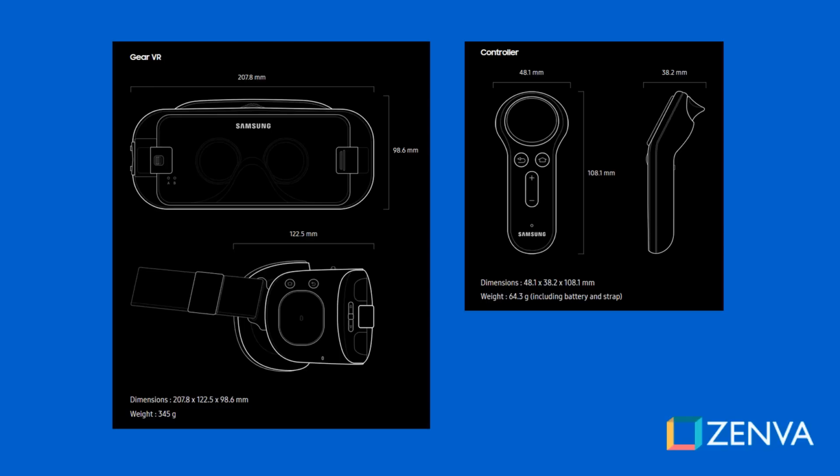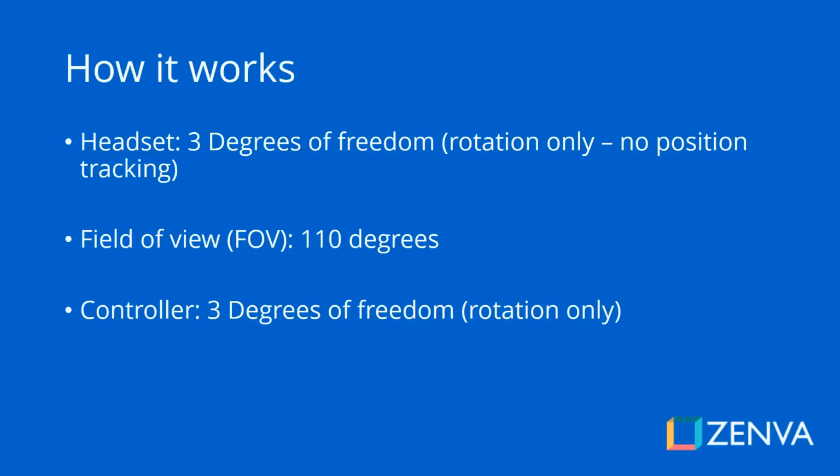One of them is a proximity sensor that activates when you put it on, and the other one is an IMU, or inertia measurement unit, of which I'm going to speak very shortly. The headset tracks 3 degrees of freedom, and this is only rotation. Basically, if you have the headset on in a VR experience and you jump in real life, you are not going to jump in VR. So that is what this means.